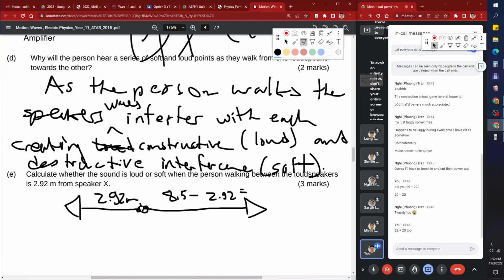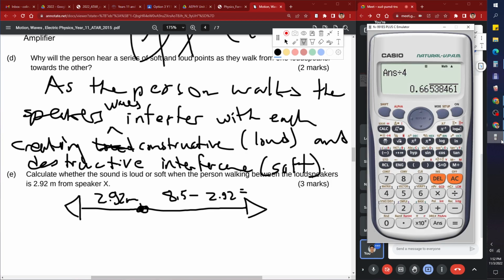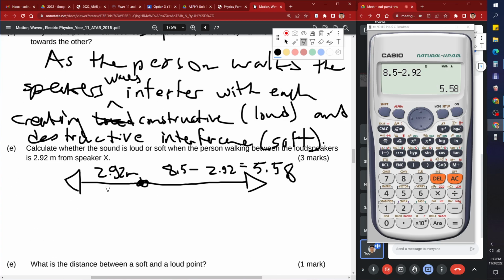So this distance from that speaker is 8.5 minus 2.92. It's going to be 5.58. Well, what does that give us? Now, for this path length, there's that one, and then there's this one, right? So what we want to do is, we know the path of this one is that sound coming this way and sound coming this way, and then we want to know the difference between those distances.